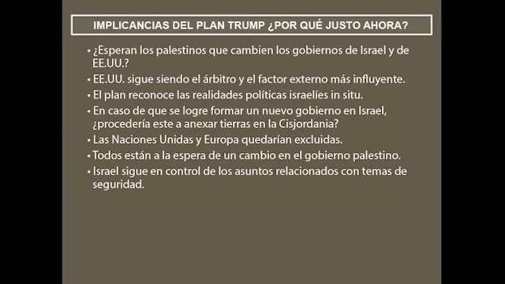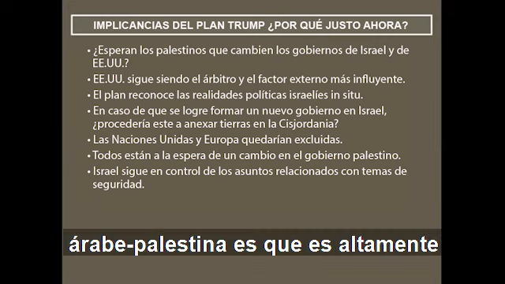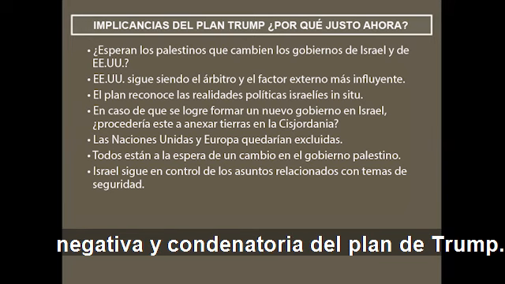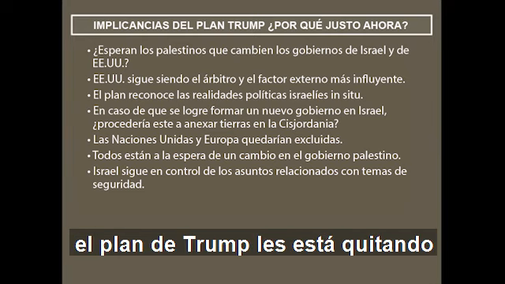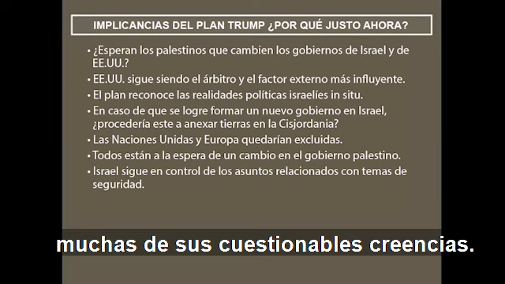What are the implications for the Trump plan, and why now? Are the Palestinians waiting for a change of government in Israel and the U.S. before making a decision on whether to move forward or not? What we realize from the Palestinian-Arab reaction is that it's more than highly negative. It's condemnatory of the Trump plan. It finds the Trump plan is taking away from the Palestinians many of their cherished beliefs.